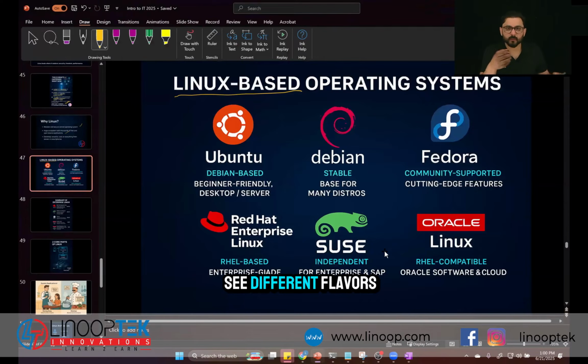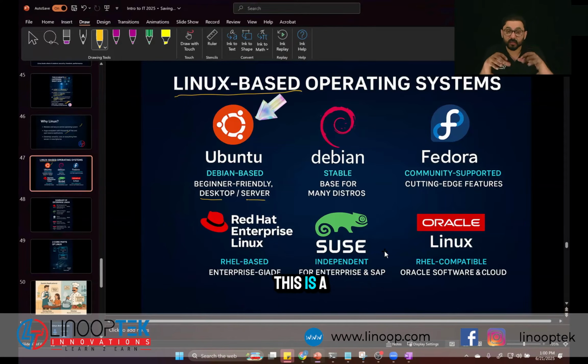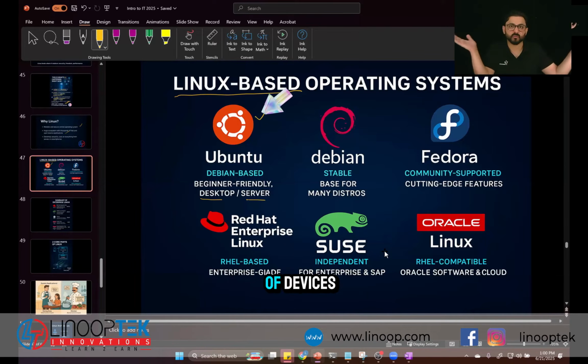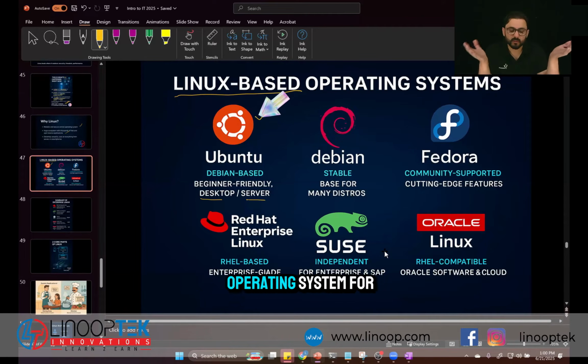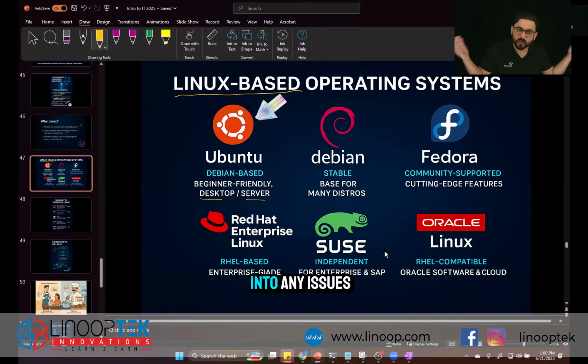That's why we see different flavors of Linux. We have Ubuntu, which is basically desktop and server level, which is completely free, by the way. There's only community support. There's not a company that's running this. This is a community operating system. So if you are an enterprise, a company that wants to run an operating system, meaning you have thousands of devices, servers, where you choose that you want to run Linux as the operating system for the server, you would want to make sure that there is some sort of support, a person, a company that you can call if you run into any issues.